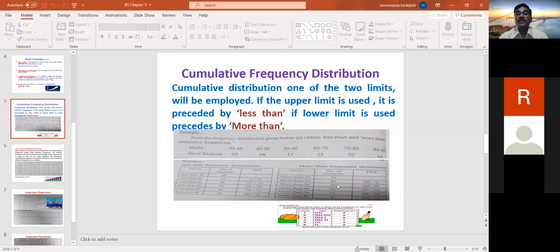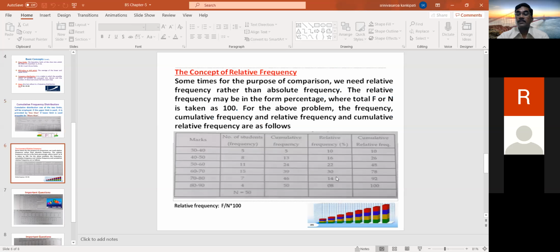And then for the subsequent frequencies, from 50 you deduct the first frequency. 45 you will get. From 45, again you deduct 8 for the next class, then you will get 37. From 37, again you deduct 15, then you will get 26. Like that, you go on deducting, then you will get the frequencies under this more than table like this.